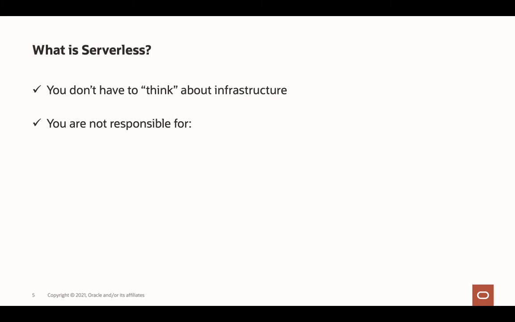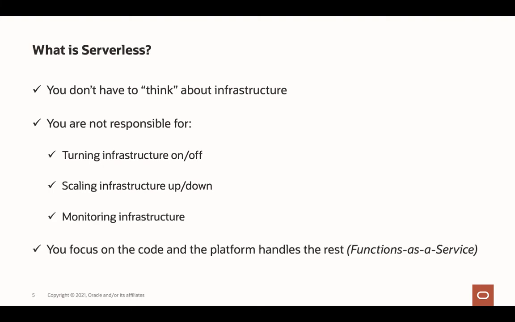So what is serverless? You don't have to think about infrastructure. You are not responsible for turning infrastructure on or off, scaling infrastructure up or down, monitoring infrastructure. In short, you focus on your code and let the platform take care of everything else. This is also known as functions as a service.